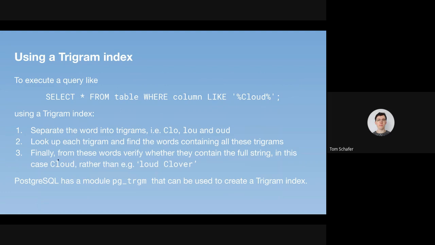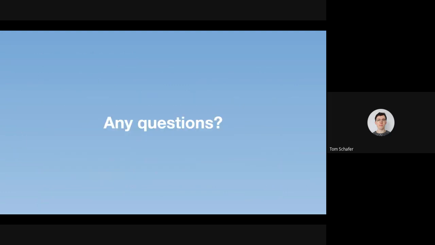And if you wanted to implement that, which I won't show now, Postgres has a module, pg_trgm, Postgres trigram, that can be used to create this kind of index. And yeah, that about wraps it up. Are there any questions?